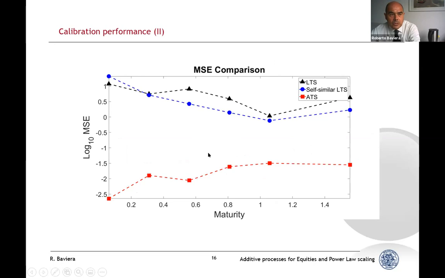Fine, let us look at how it works for the whole surface, considering the different maturities. This is for the SP500. And we see that the self-similar model performs a little bit better than the Levy. This is in order of magnitude. This is a log scale. Instead the ATS is much better, in particular for short maturities. Okay. Even more than three orders of magnitude.